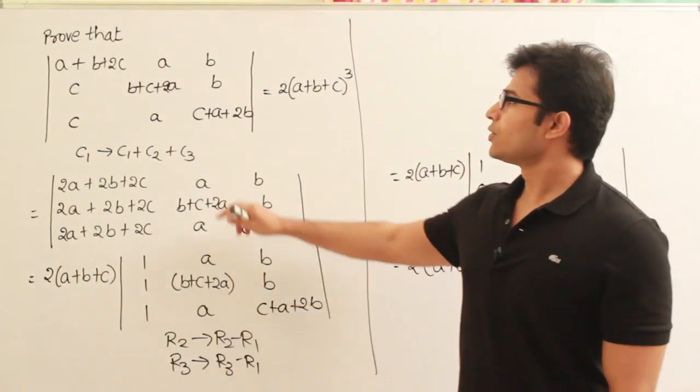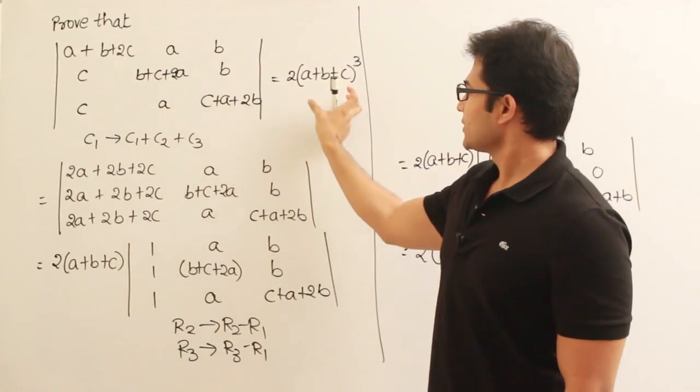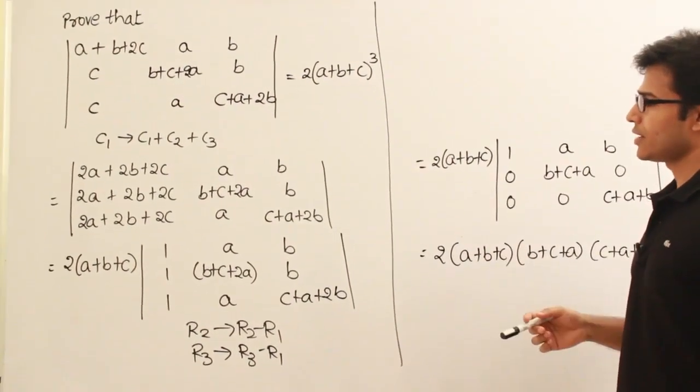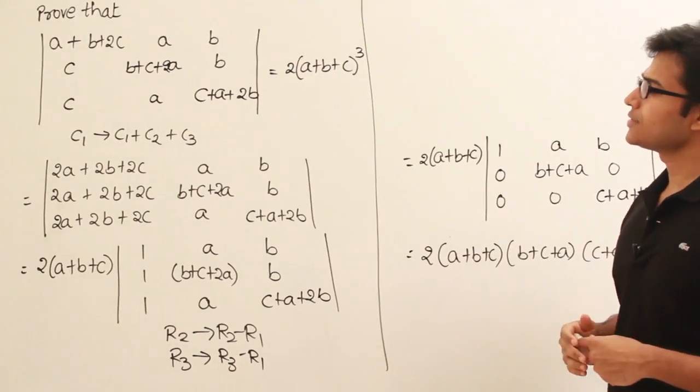See this one. Prove that the value of this determinant is this one. That is the equation. So again, you can do the same substitution and then find it out in GATE. But the procedure is like this.